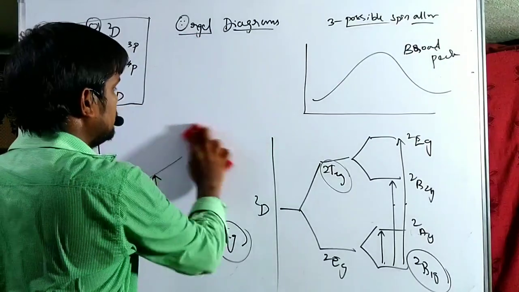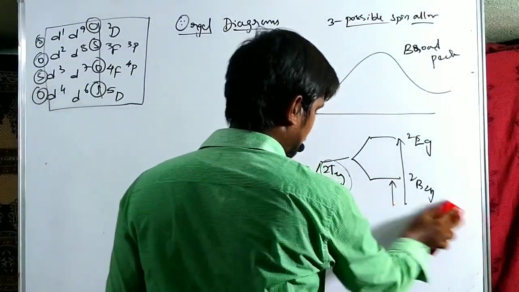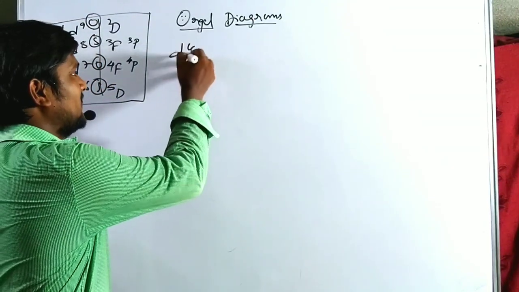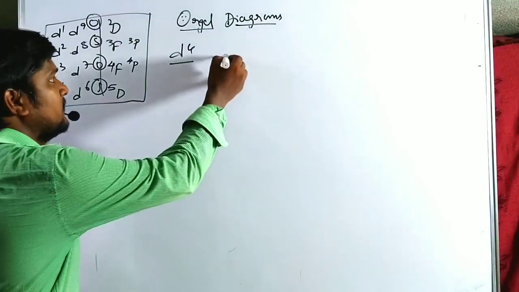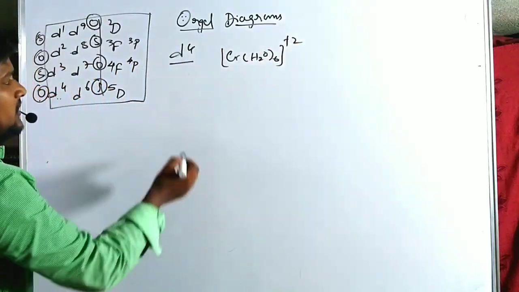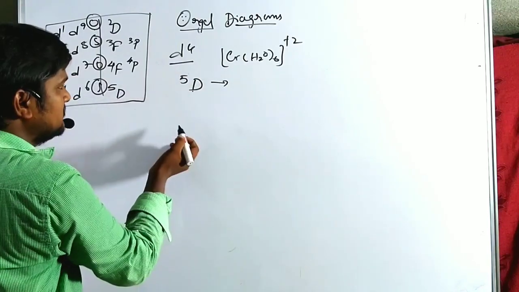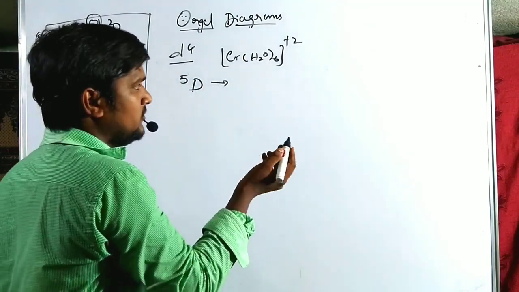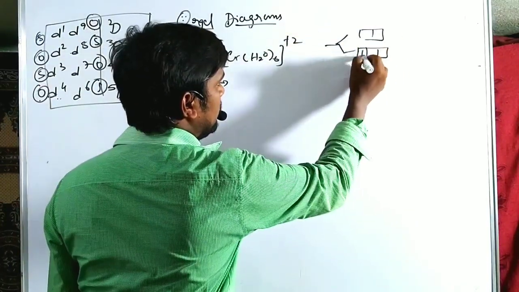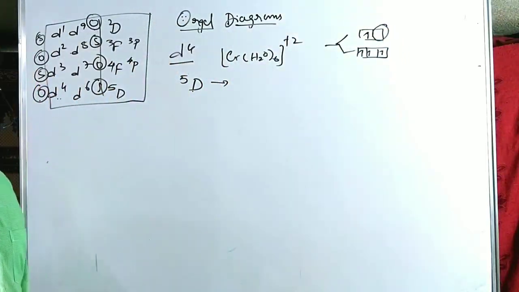Now we are discussing d4 electronic configurations, the d4 Orgel diagrams. The best example is [Cr(H2O)6]2+. Here d4 means the term is 5D. So for the 5D term, it follows the hole inversion. Hole inversion can be understood like this also: here there is an inversion, a hole is there, that means it is a hole inversion.